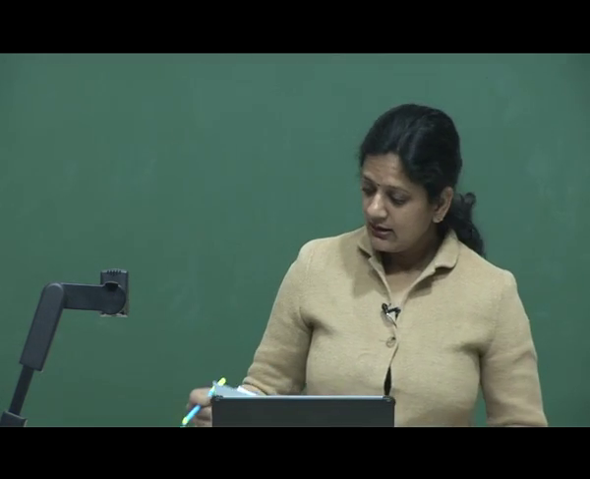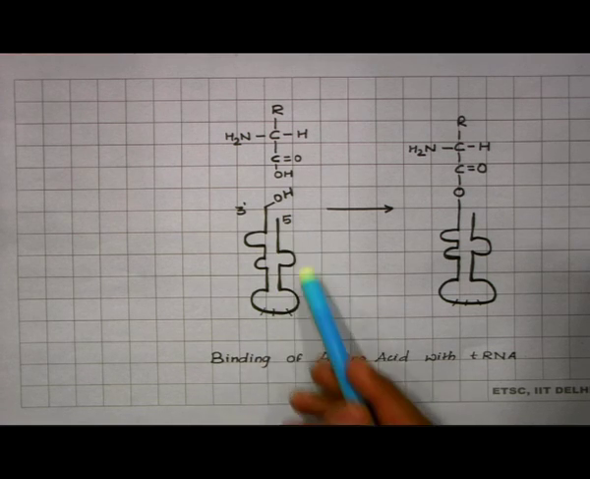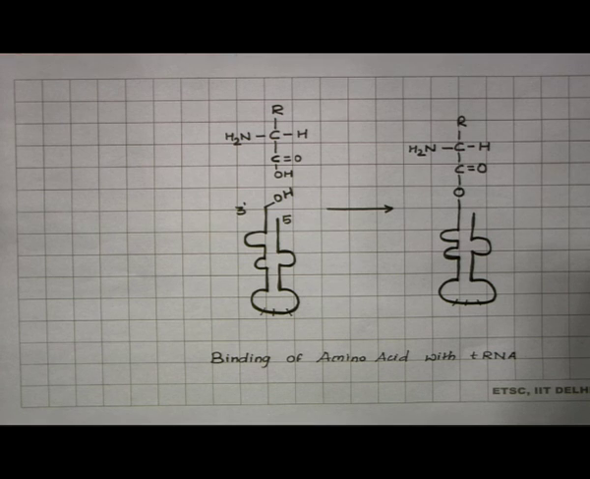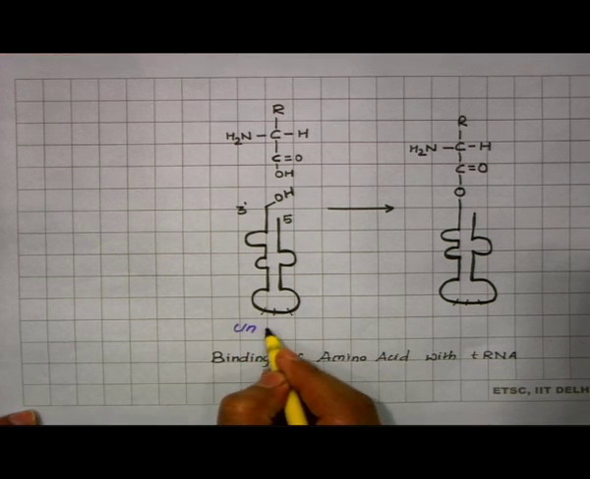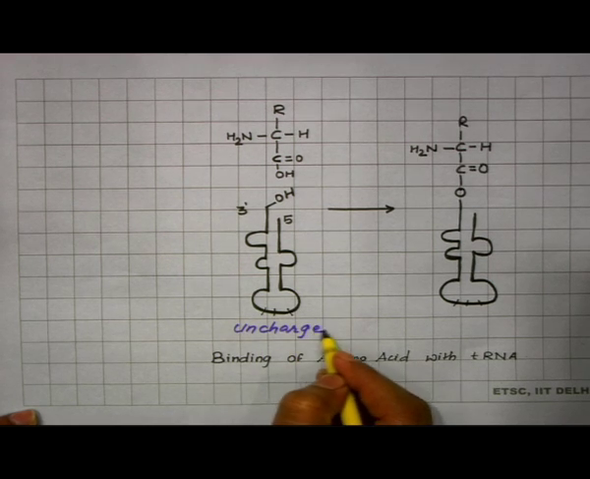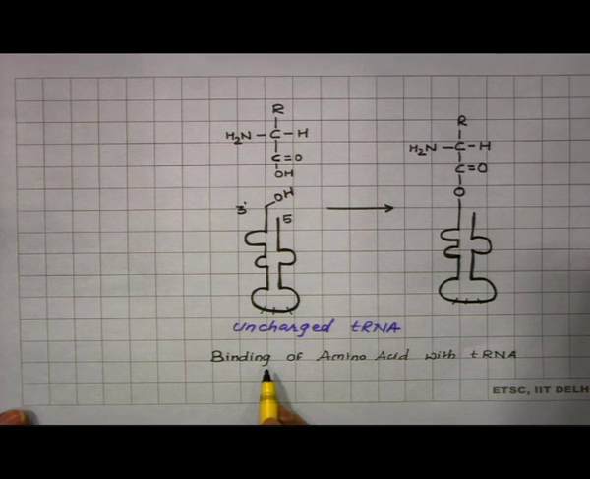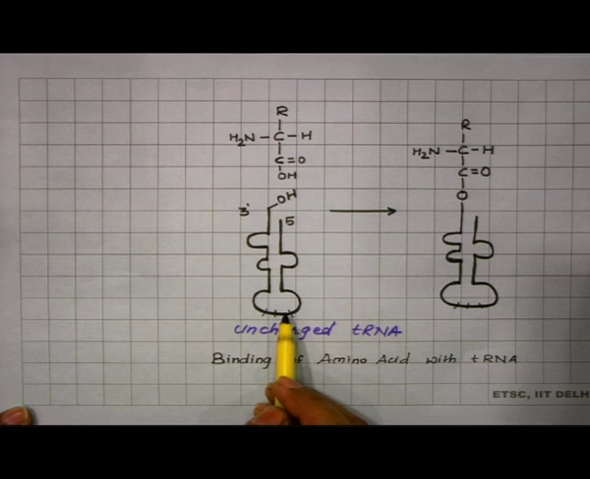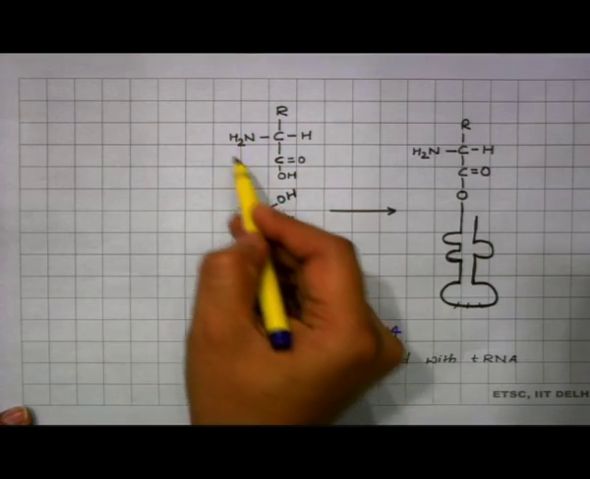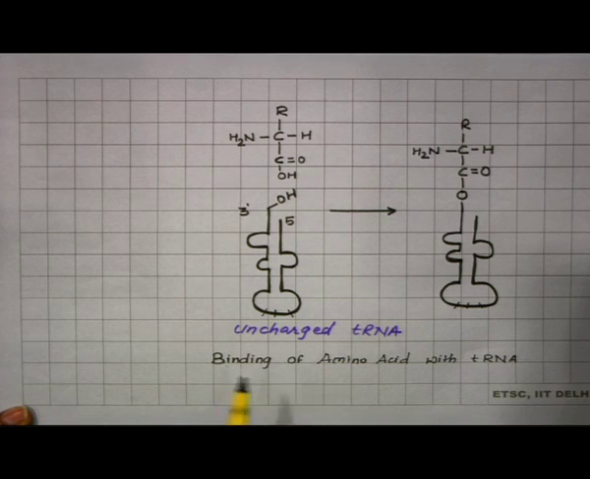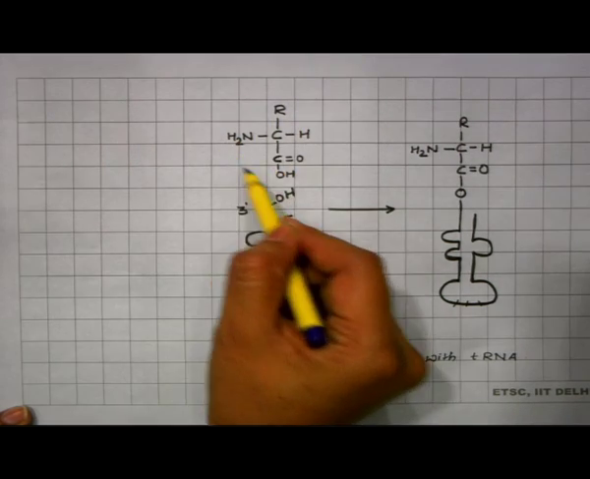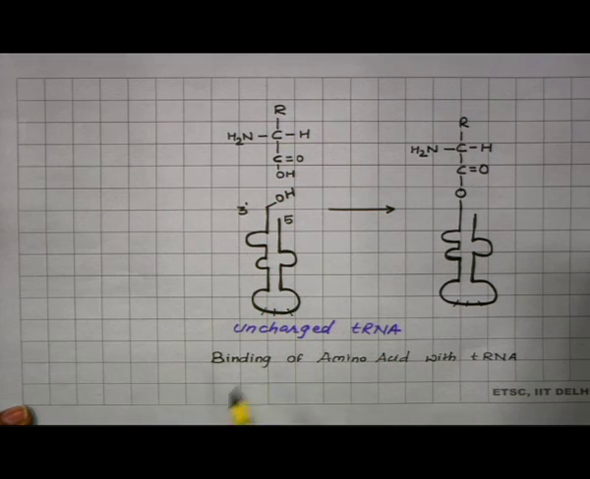So, you can see in this diagram, this one is an uncharged transfer RNA. Uncharged transfer RNA means this transfer RNA is not having any amino acid with it. With this uncharged transfer RNA, suppose this amino acid is going to bind. My question is, how will this amino acid combine with this uncharged transfer RNA?